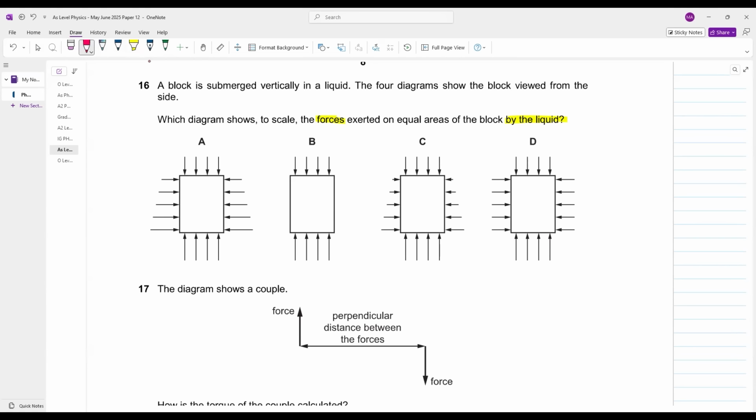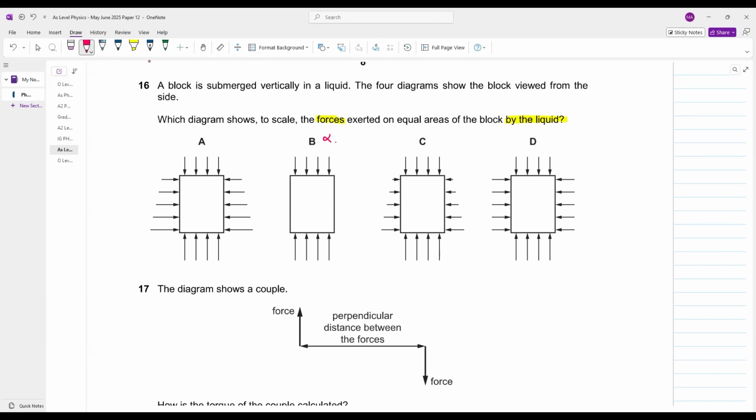First of all, I will cancel out option B. Why? Because there are no forces on the sides. How can there be no forces on the sides? Whenever you are immersing an object in a liquid, there are forces on all four sides. So I will cancel out B immediately.